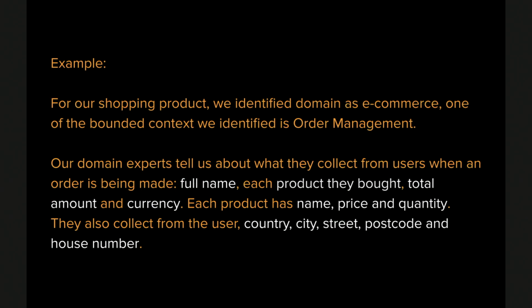He told us what they collect from users. They collect their full name, and for each product they bought, the total amount and the currency. Each product has the name, price, and quantity. They also collect from the user country, city, street, postcode, and house number information. Let's say this is what the domain expert gave to us, right? Now let's create an entity and a value object from this information.